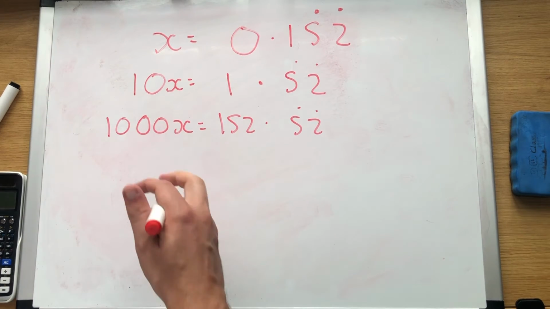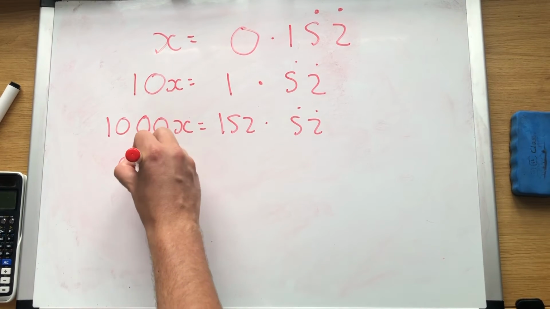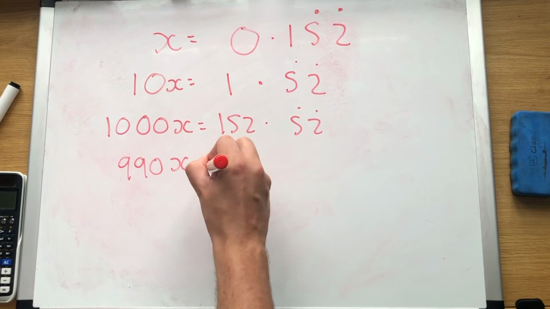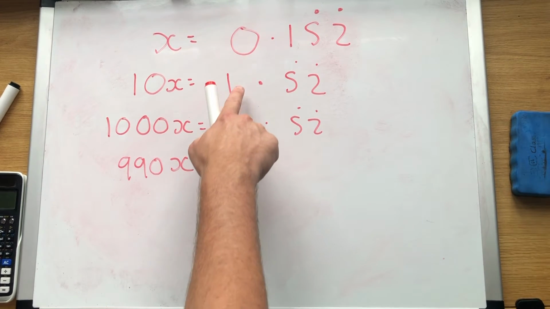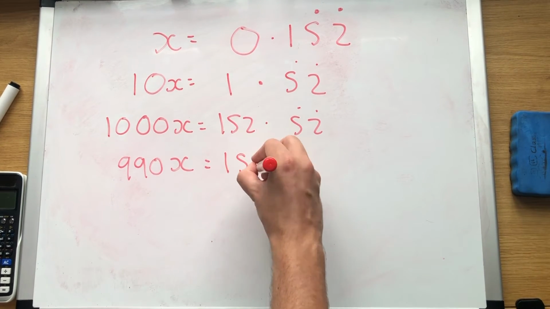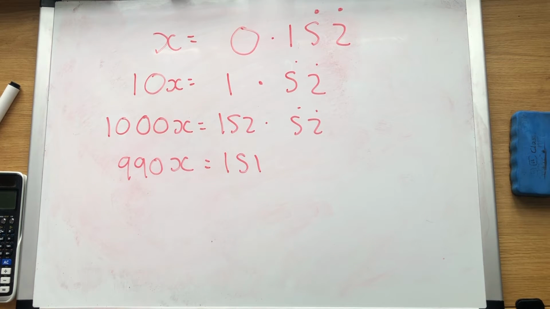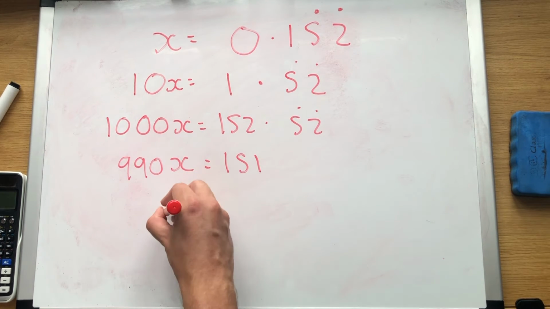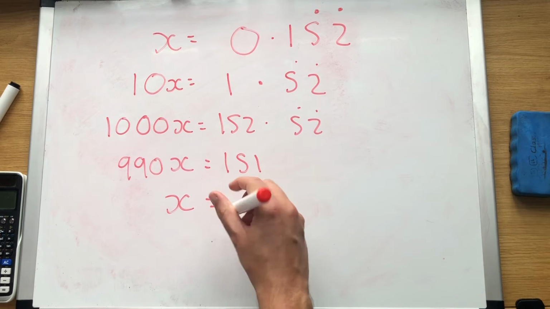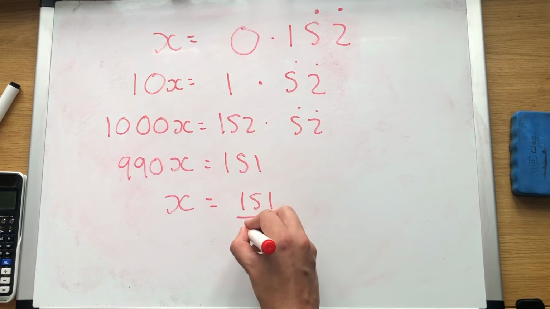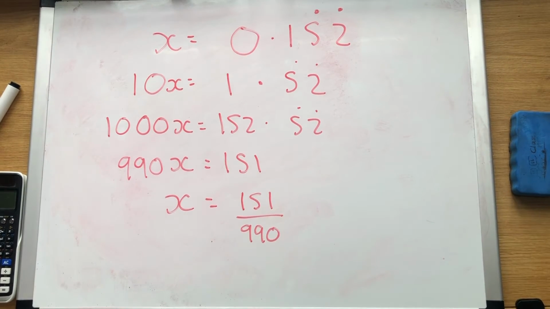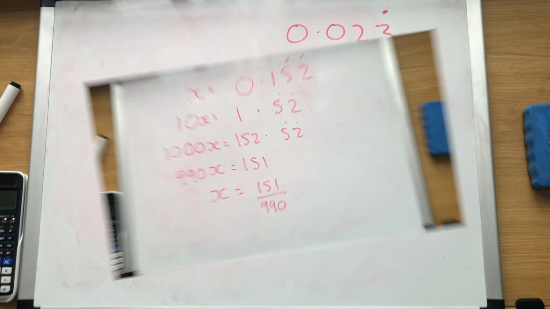1,000x take away 10x. 990x. 152 take away 1. 151. And now it's the same as normal. Divide both sides by 990. 151 over 990. One more example coming up now.